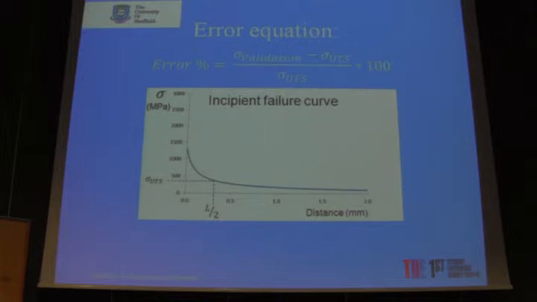Once I've determined the failure stress at the critical distance, I need to calculate an error. If we consider the UTS to be the design strength at the critical distance, and the validation stress is higher, then the material is stronger, therefore the result is conservative. And vice versa, if it's less, it's not conservative.